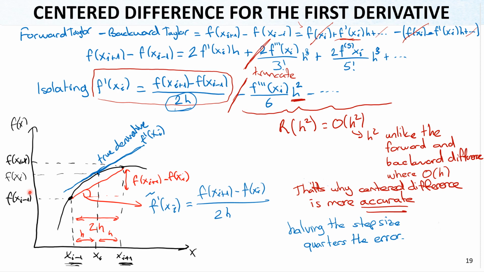But if you don't have the xi minus 1 function value, and just have xi plus 1, you have to use forward anyway. Or similarly, if you only have the xi minus 1 value, you need to use backward. So these are the three different derivative estimation methods, and you can use them to find the first derivative of a function.